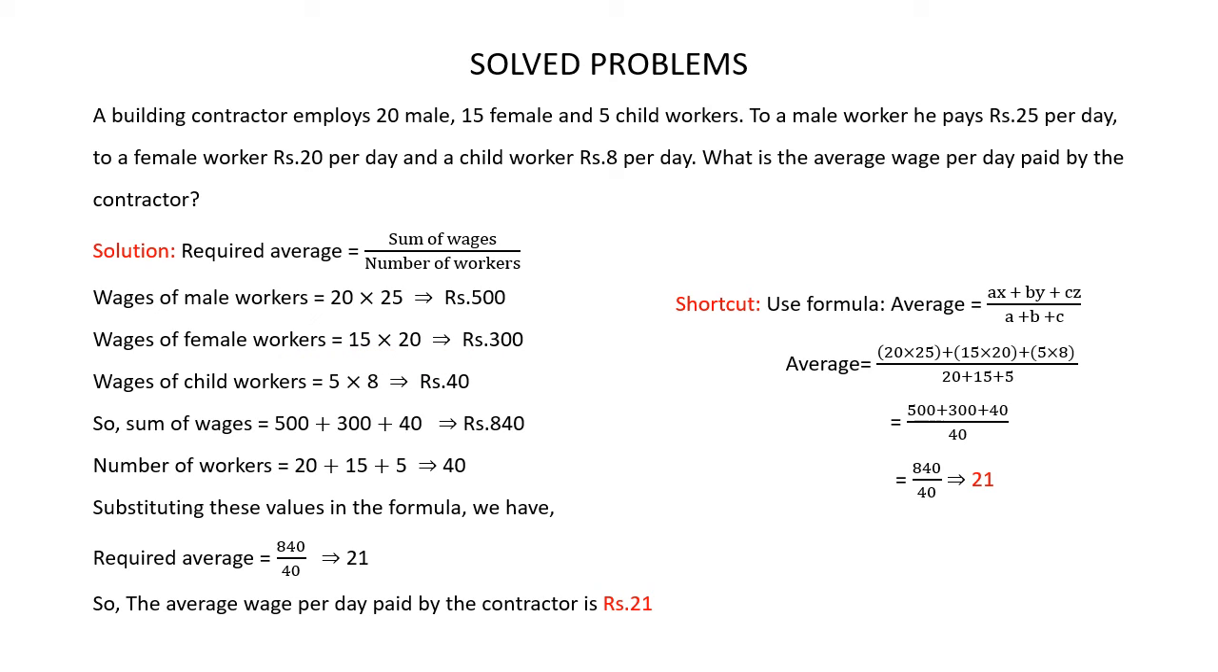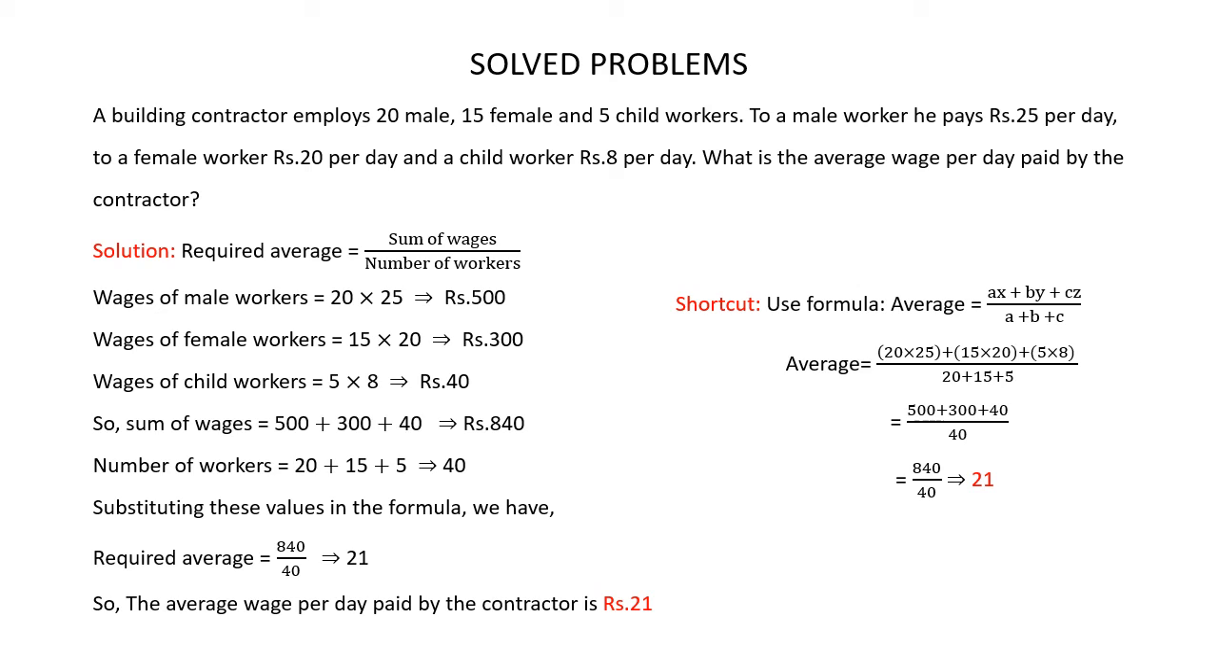Now there are 5 child workers and each child gets paid 8 rupees per day. So wages of 5 child workers is equal to 5 multiplied by 8, which is 40 rupees. So sum of the wages is 500 plus 300 plus 40, which is 840 rupees.